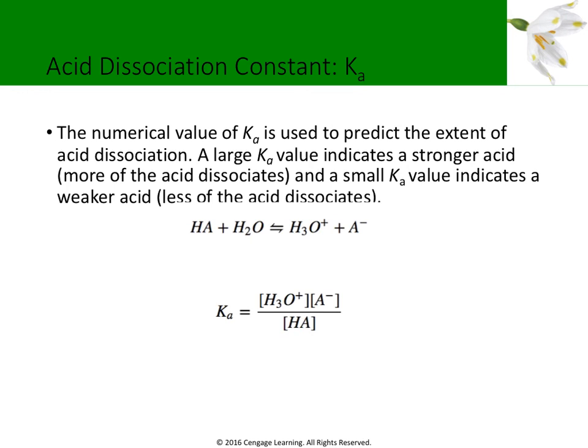The numerical value of Ka is used to predict the extent of acid dissociation. If the product concentrations are very great, that means the reaction proceeds far to the right, and that would mean that this dissociates readily. So a large Ka value indicates a strong acid, whereas the reverse is also true. A small Ka value indicates a weaker acid. In other words, if you have a strong acid, the HA will give a lot of H3O+, but if you have a weak acid, it's not going to dissociate much. It's going to kind of hang out as HA.